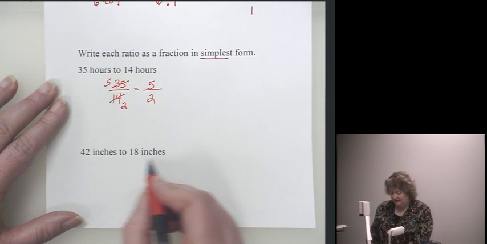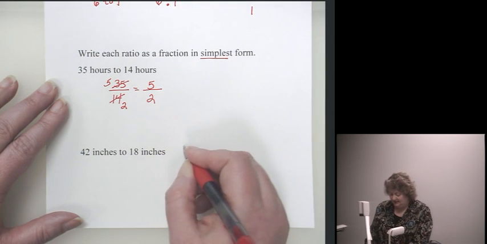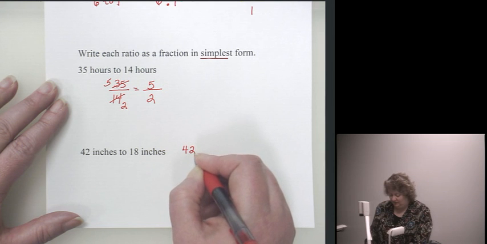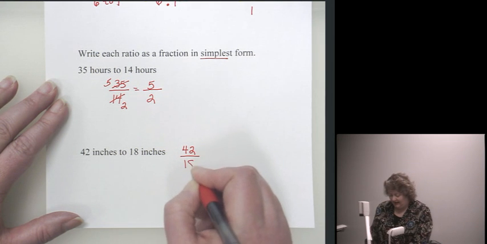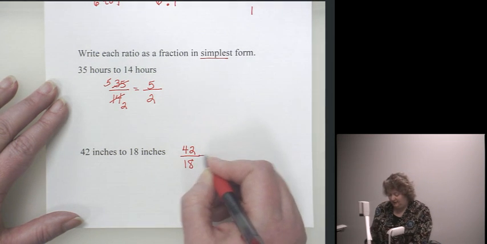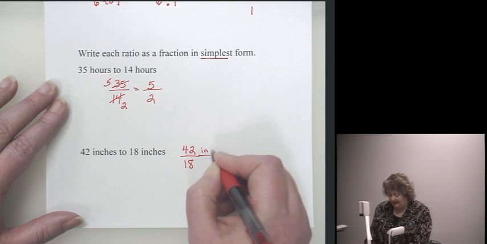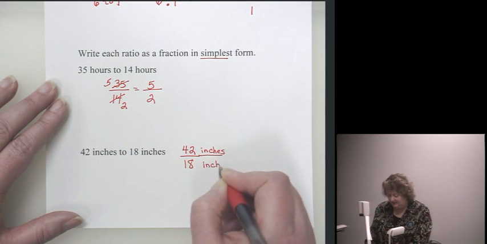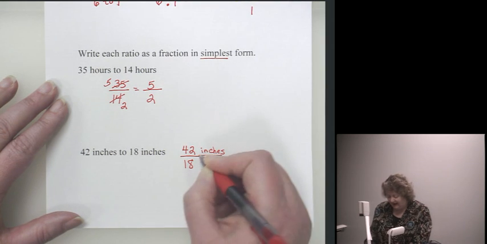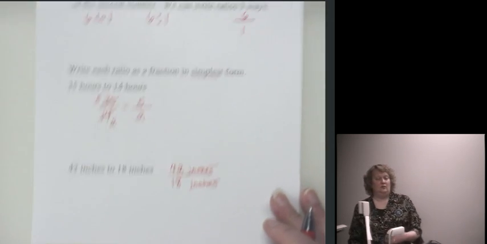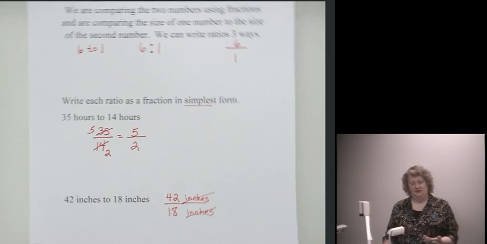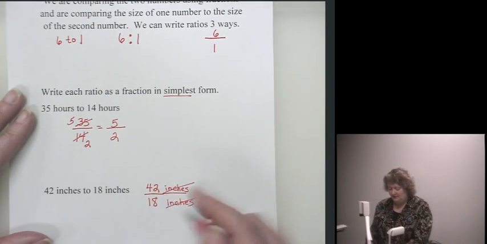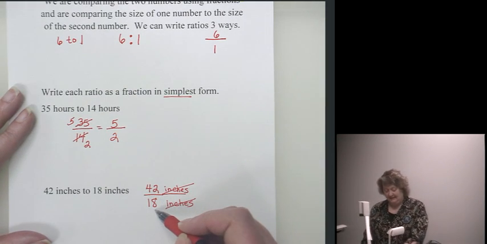42 inches to 18 inches. So that gives me 42 over 18. Now, if I put the units there, notice I didn't in the other problem, but if I did put the units, they would actually cancel. We don't need the units if the units are the same. So we have a 42 to 18 ratio.